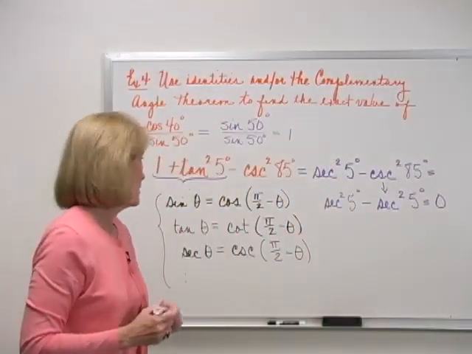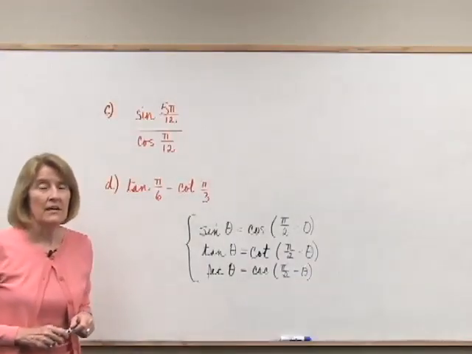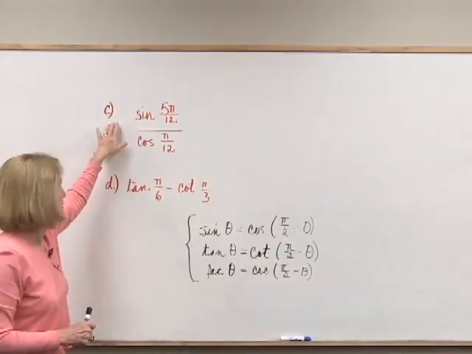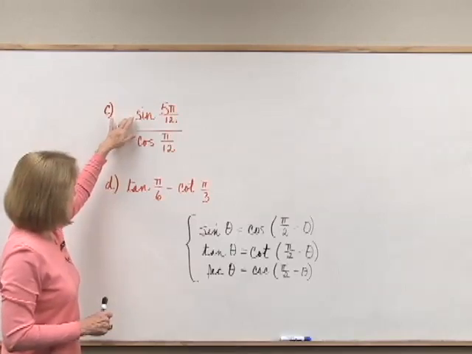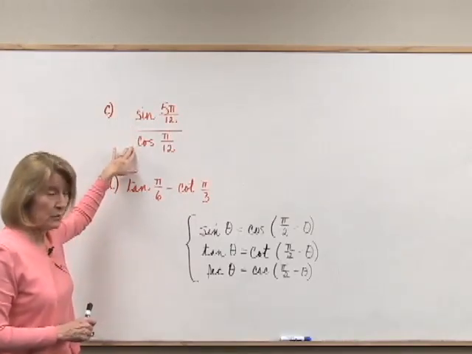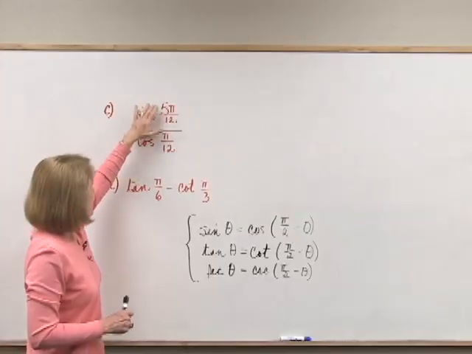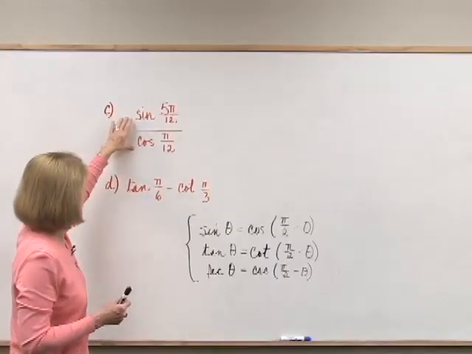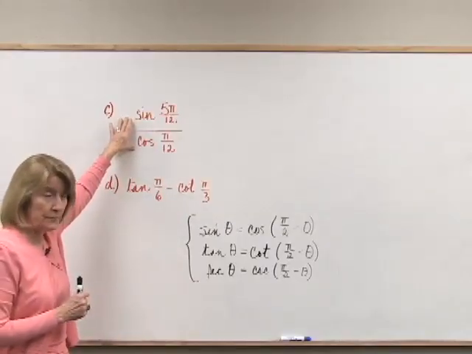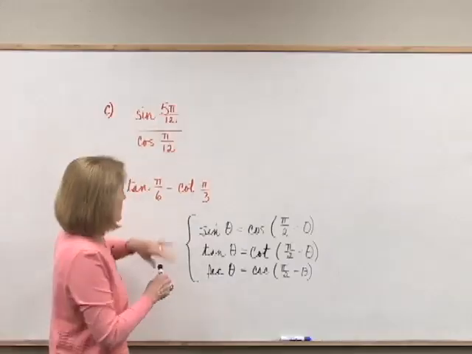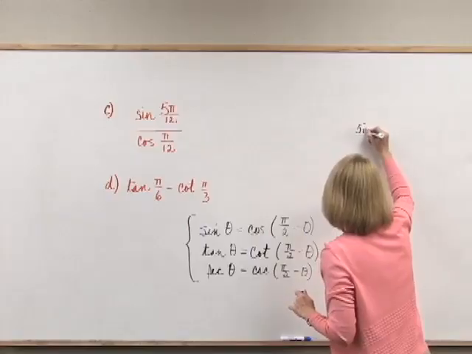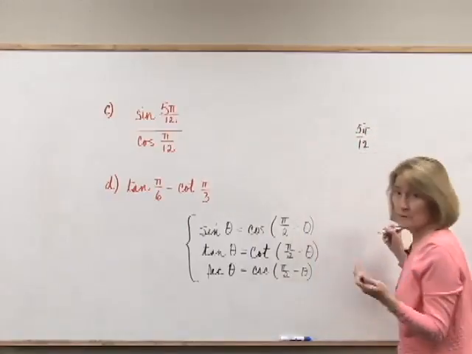All right, let's take a look at another example. This time, our angles are given in radian measure. C, we want to find the exact value of the sine of 5 pi over 12 divided by the cosine of pi over 12. Well, 5 pi over 12 and pi over 12 are not special angles, so we're not going to be able to find the exact value exactly as the expression is written. So let's look at the two angles. So I'm going to walk over here and I'm going to examine 5 pi over 12 and pi over 12.